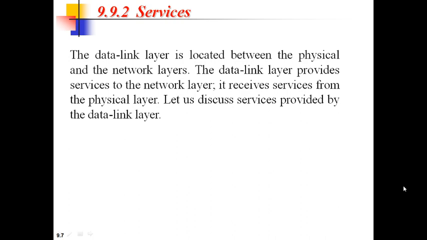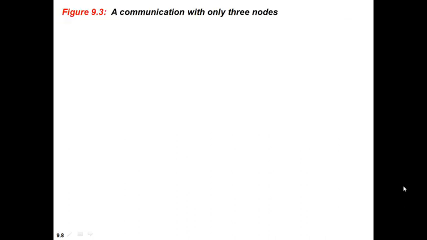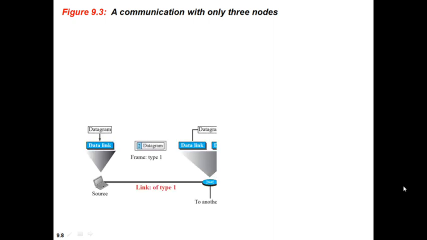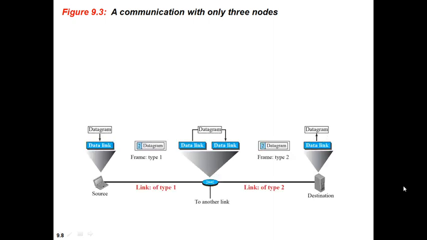Data link layer encapsulates the packet received from the network layer, converts it into a frame and sends it through the physical layer. When it is received at the receiver node, it will again decapsulate and send the packet to the network layer. The figure below shows communication with only 3 nodes. The intermediate node is a router.